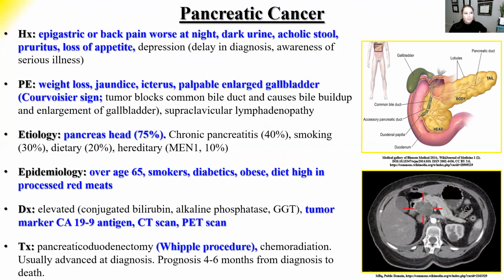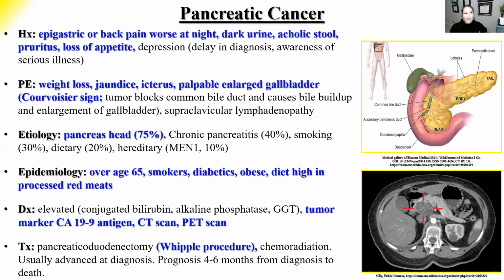Pancreatic cancer. Pancreatic cancer is one of those really sad cancers that's usually way advanced at the time of diagnosis. 75% of your pancreatic cancers will occur in the pancreatic head. That's a good board question there. As that tumor gets bigger, it will kind of block off the common bile duct. And so they don't get those symptoms until it's much bigger and it's much more advanced.